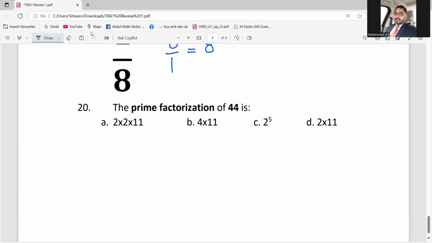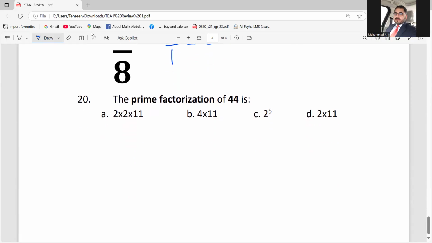Now, question number 20 is the prime factorization of 44. We need to find the prime factors of 44. The first prime number is 2. We will check if 44 is divisible by 2. Yes. 44 divided by 2 is 22. Again, we will check, is it divisible by 2? Yes. 22 divided by 2 is 11. Is 11 itself a prime number? Then we need to divide by 11. And 11 divided by 11 is 1.